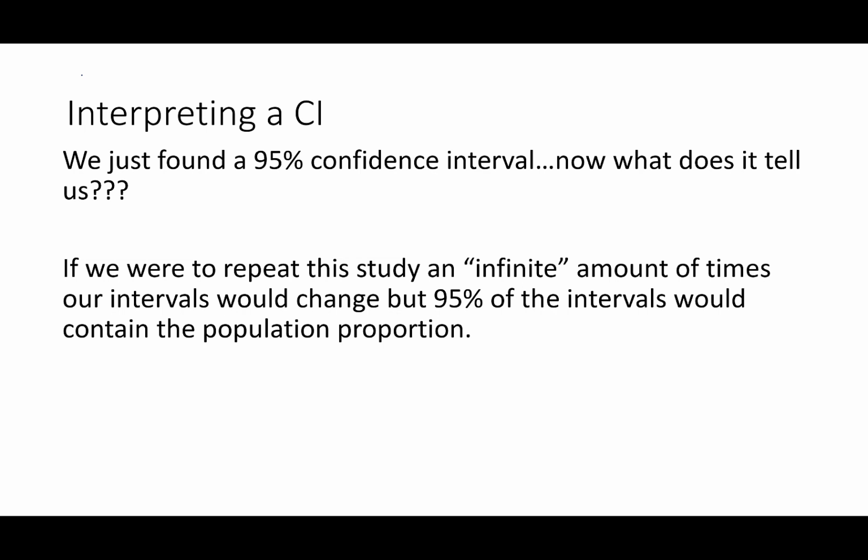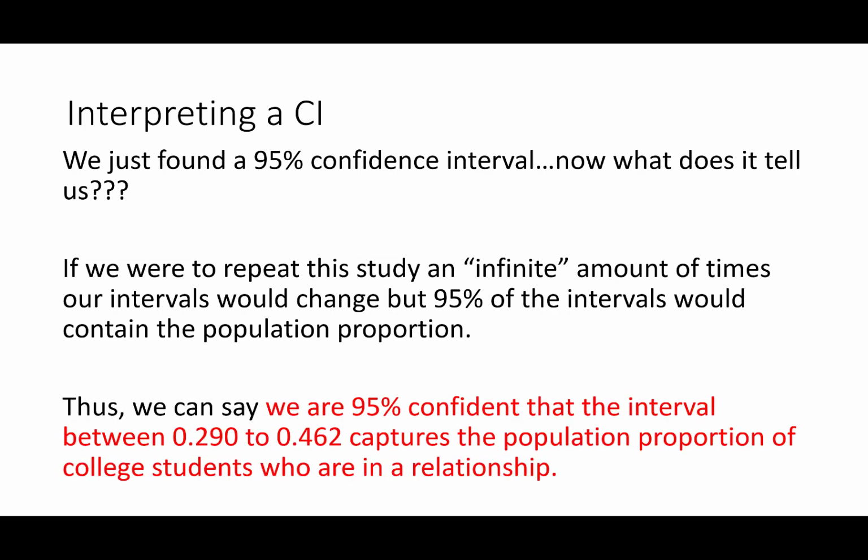Let's think of things in terms of an individual confidence interval. What we can say is we're 95% confident that the interval between 0.29 to 0.462, or if you wanted to write this as a percentage, 29% to 46.2%, is capturing the population proportion of college students who are in a relationship. Now, we are unsure of what that exact population proportion is. However, we're 95% confident that this interval is capturing it.